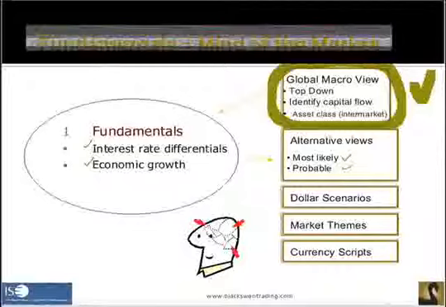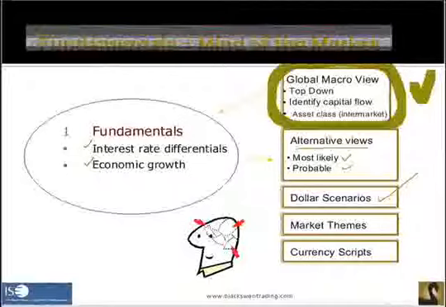Whereas if you only had one view and something starts to play out, you're going to say to yourself, well, I think I'm right. I think the market's wrong. And then you get into that spiral of getting hung up on your view. Creating these alternative views allows you to ditch your positions when the market proves you wrong and not stay and get stuck on a view.